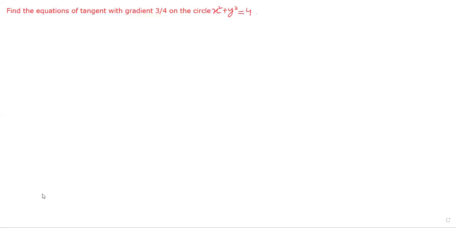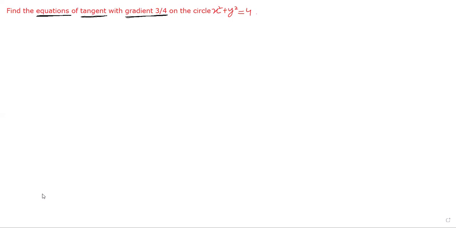Okay. Now the question over here is saying that we have to find the equations. The most important thing which they are saying is the equations of tangent with gradient 3/4. Okay. This is given to me and I have to find the equations of tangent over here.